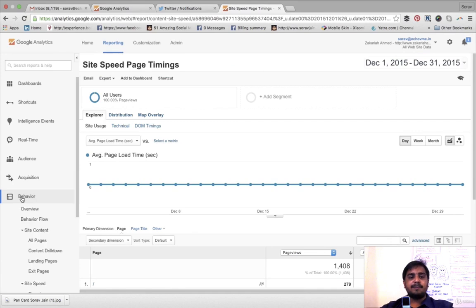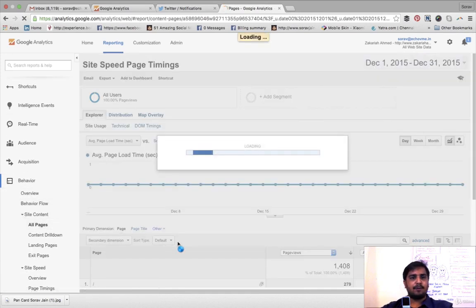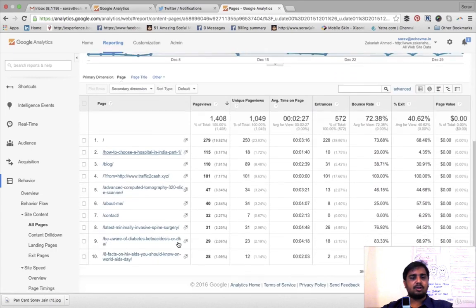So when you're exploring behavior, you get to see what is the status of your website content or your blog content, which is most appreciated. So if you notice, of all the content here, how to choose a hospital in India, part 1, this particular topic has got the most number of visitors, and advanced computer tomography has got fewer visitors, but the person has spent more time on the site. So you get a fair idea of what content is doing well on your blog.